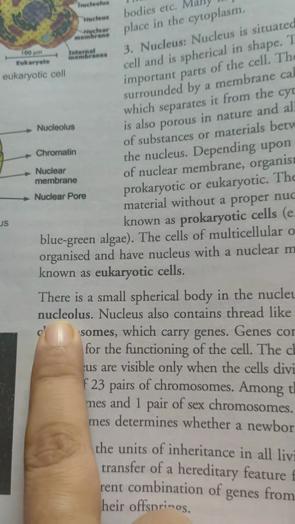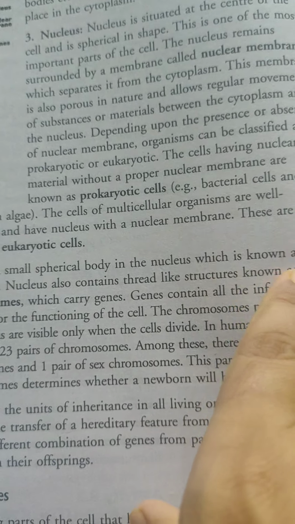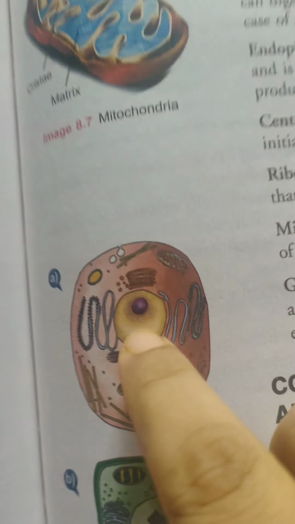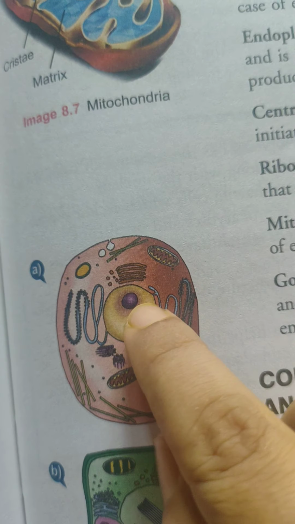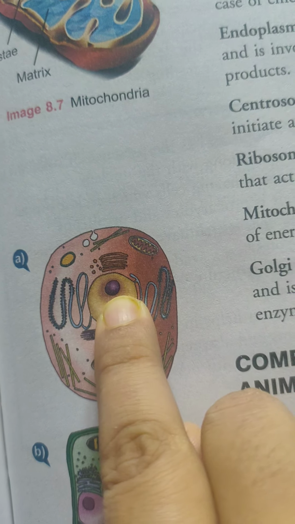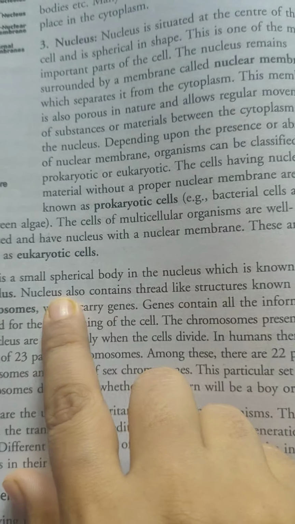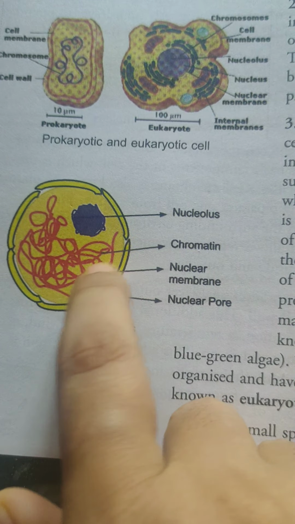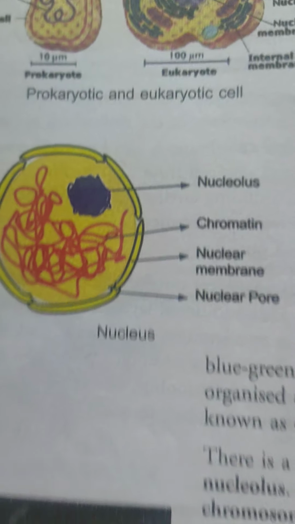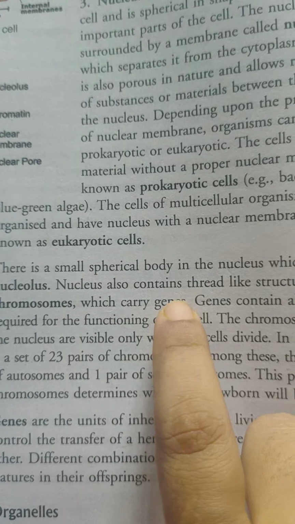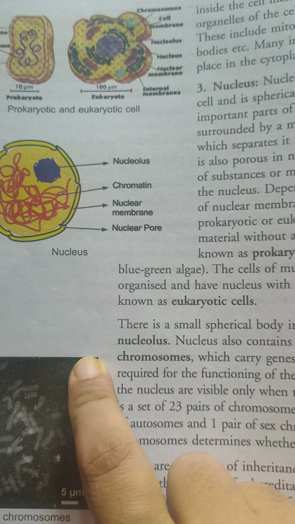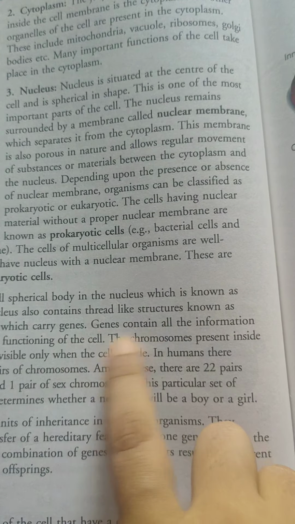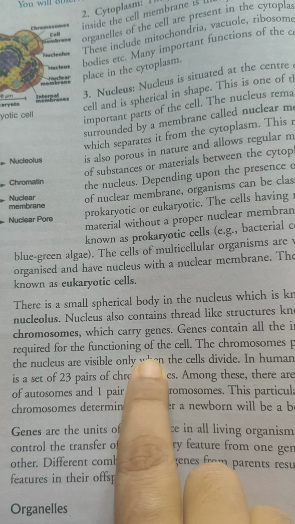Now there is a small spherical body in the nucleus which is known as the nucleolus. You see here, this particular round is the nucleus, and this small black dot is the nucleolus. The nucleus also contains thread-like structures known as chromosomes, and these chromosomes carry genes. A gene means a particular stretch of chromosome which is responsible for giving us some kind of characteristic. Genes contain all the information required for the functioning of the cell.